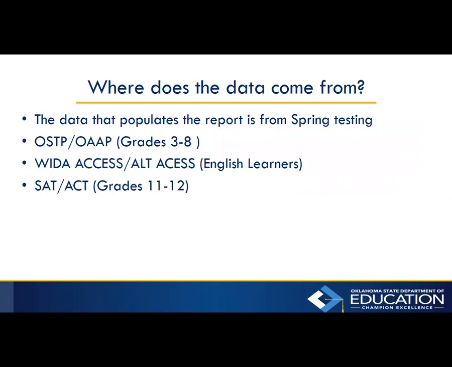So OSTP and OAAP is for your 3rd through 8th grade. Those are the ones we'll be looking at. And we also look at your WIDA ACCESS tests, and then SAT, ACT as well. And then, of course, I just wanted to mention that the high school science test was an operational test, but individual scores have not been determined yet, so they haven't gone through standard setting, and so you won't see that yet.